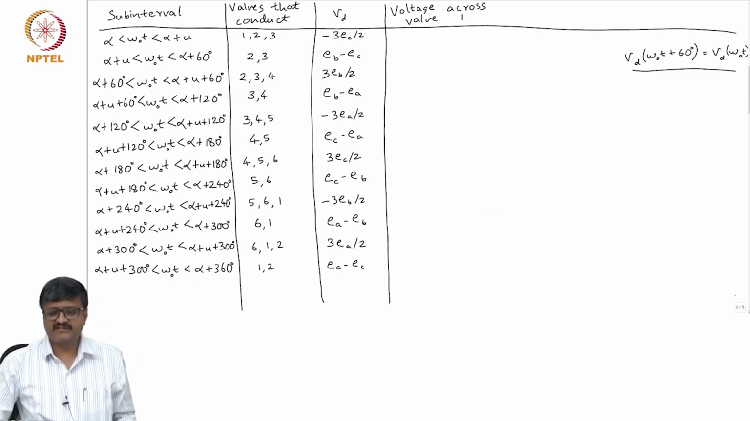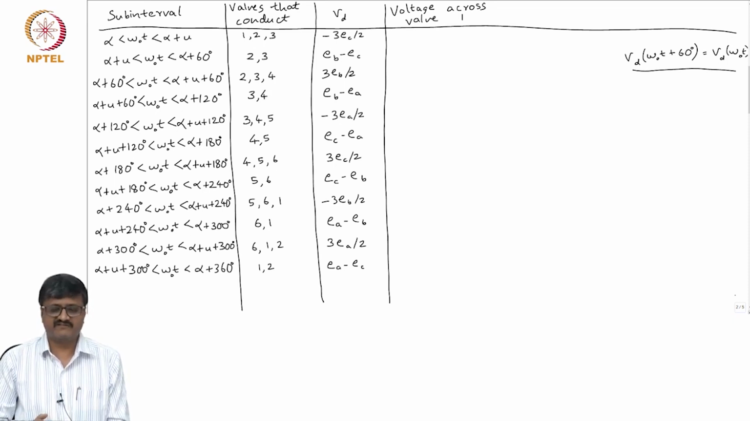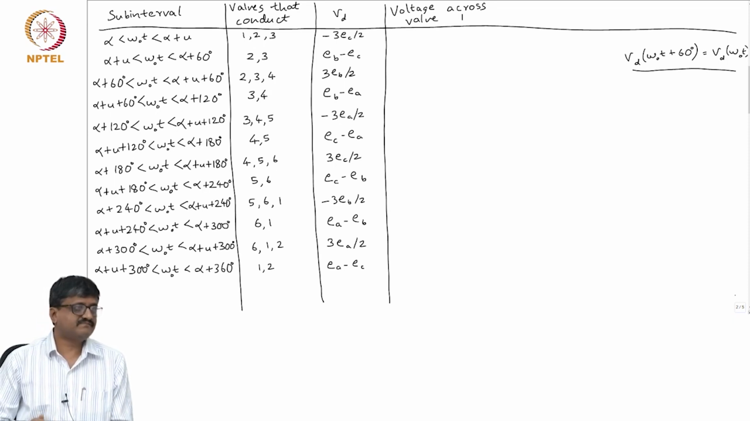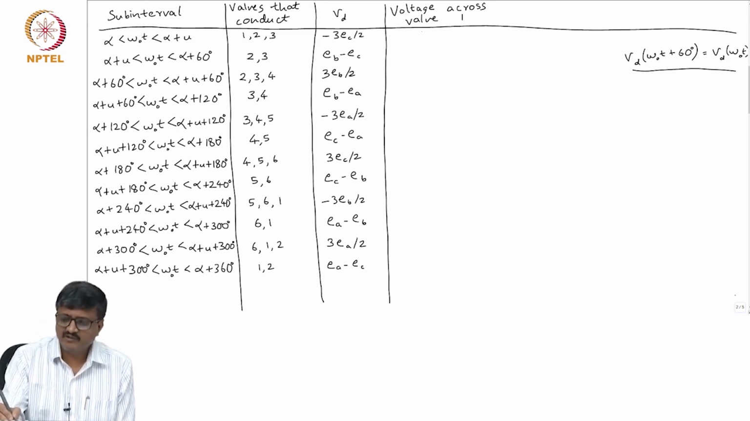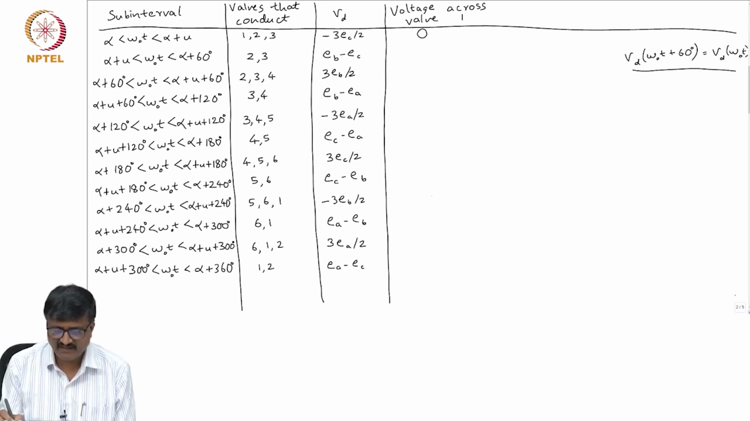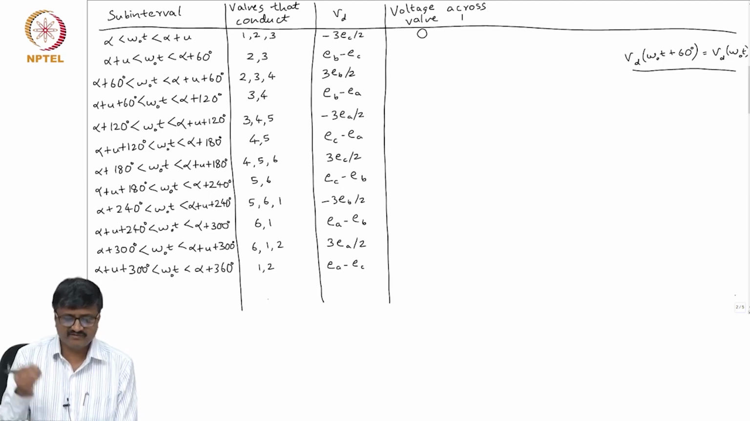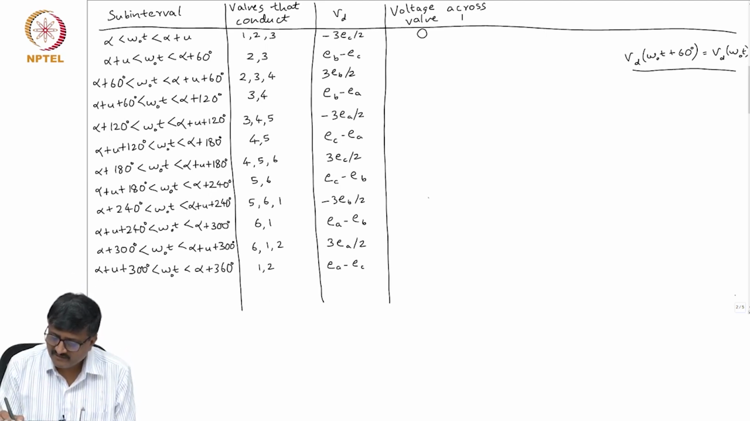Now, let us look at voltage across valve 1. Some of the entries are very easy. Whenever a valve is conducting, voltage across the valve is 0. So, in the first subinterval, voltage across valve 1 is 0. Let us write the easier ones first. In the last 4 subintervals, valve 1 is conducting, so it is 0 there also.